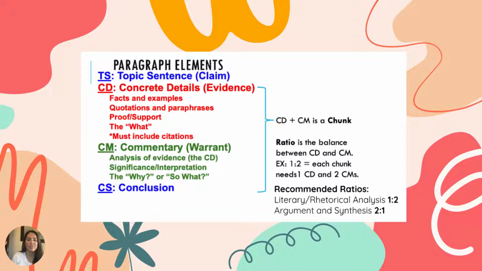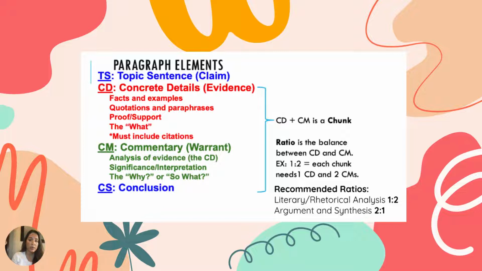So let's get started. This image provides a basic overview of paragraph elements, and it is included in the resource pages of the course reader. As you probably remember from the last 2 years of English class, each body paragraph includes a topic sentence, or TS, that makes a claim. And then it is followed by concrete details, CDs, commentary, CMs, and a concluding sentence, which we abbreviate as CS. The CDs and CMs together make what we call a chunk.